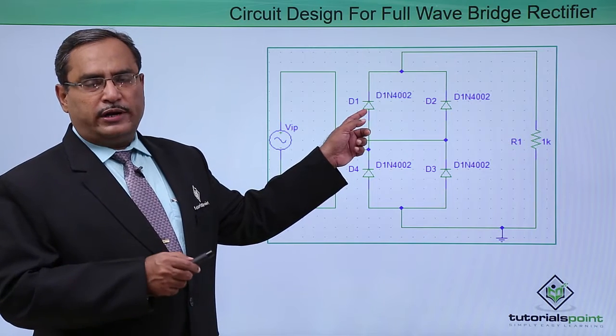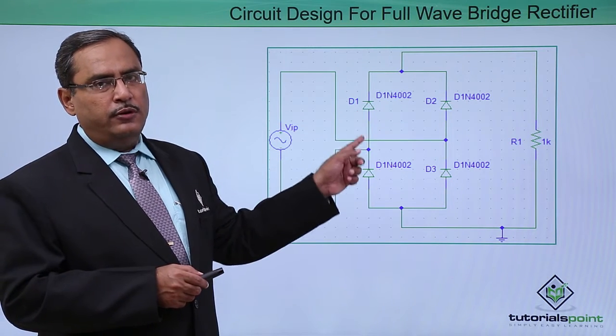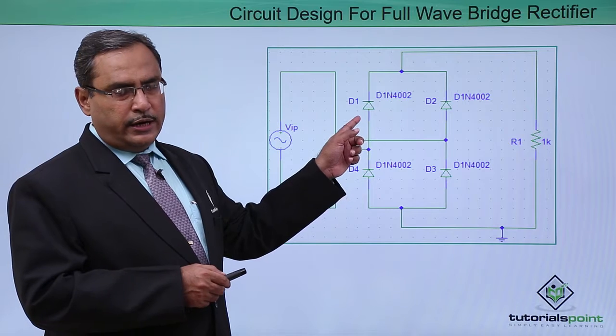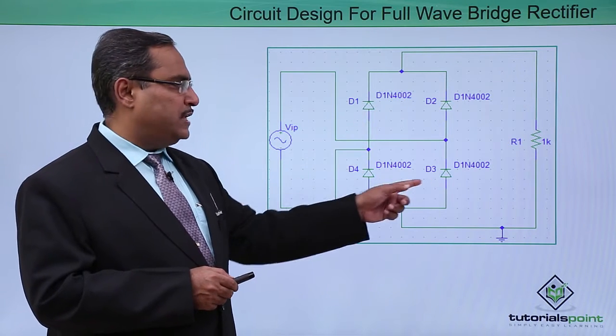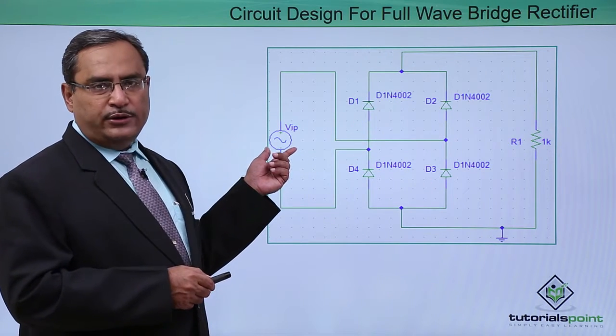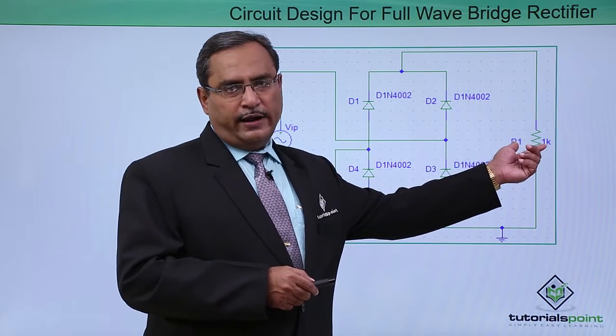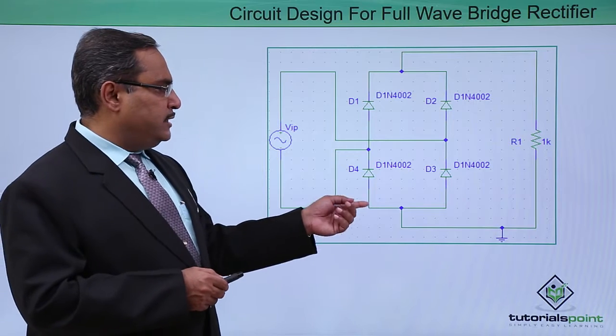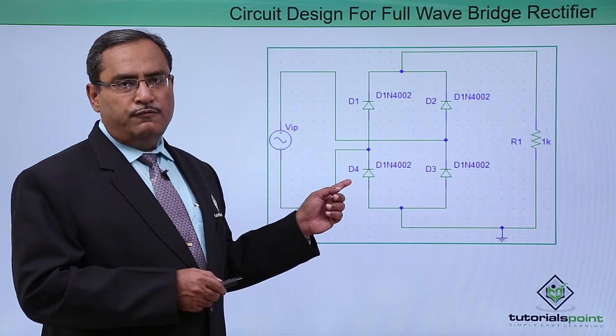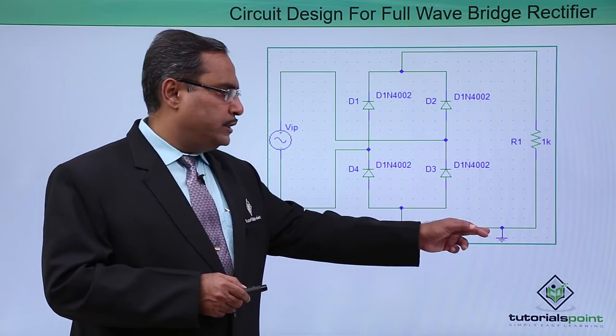While constructing this circuit, you should be very careful regarding the polarity, the anode and cathode of these diode placements. And this is one sinusoidal waveform, which has to be rectified, and this is our 1K resistance as a load. So, this is the circuit for the full wave bridge rectifier with this ground.